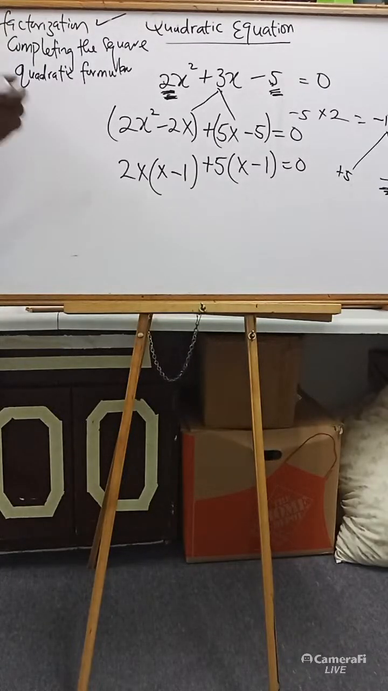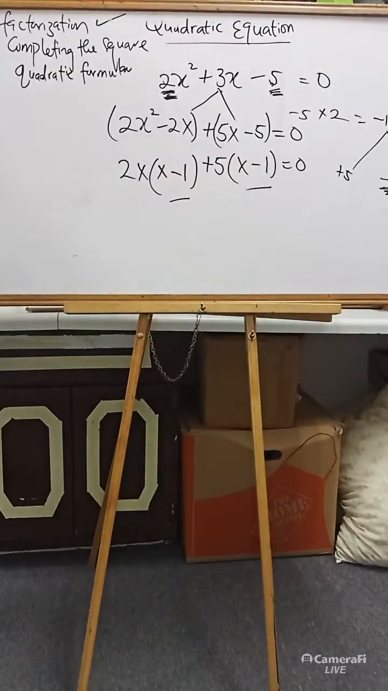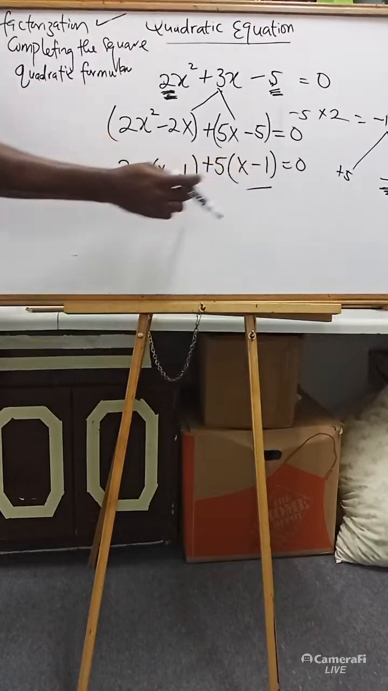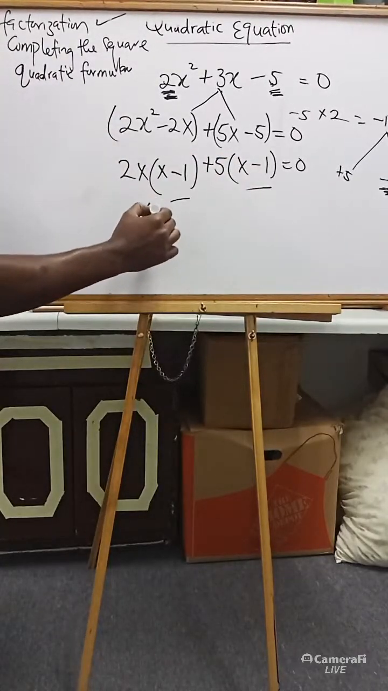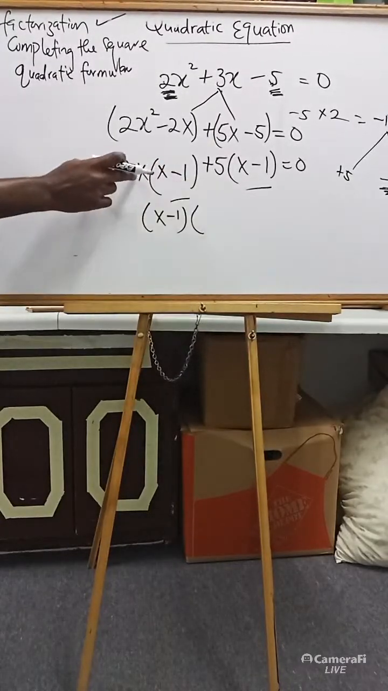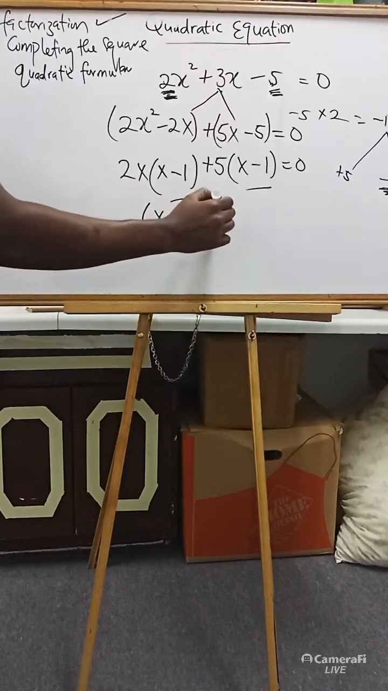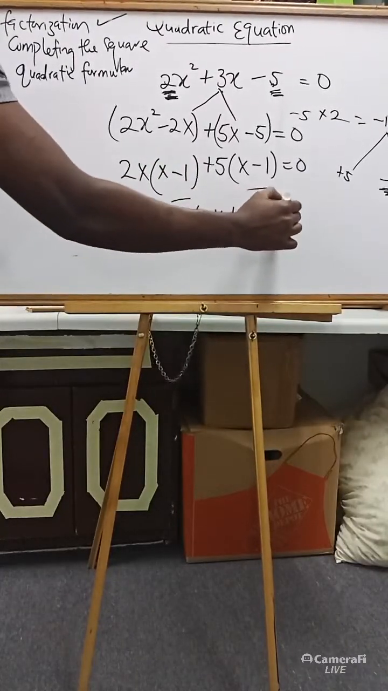Now, let's look at this. You will see that x minus 1 is here, x minus 1 is here. They are like family members. They are identical twins. They look alike. Let's take them together by factorizing them out. So what is left? You have 2x plus 5 equals 0.